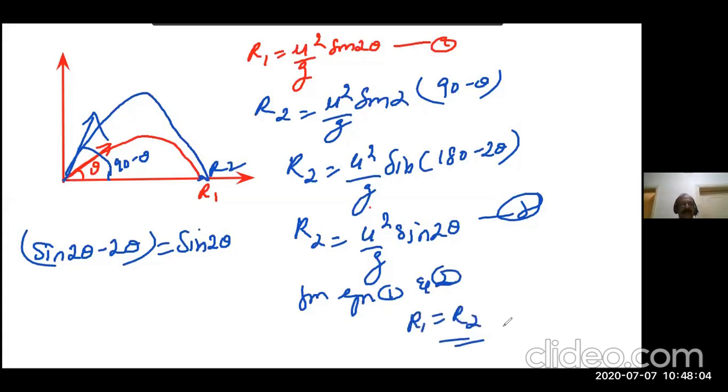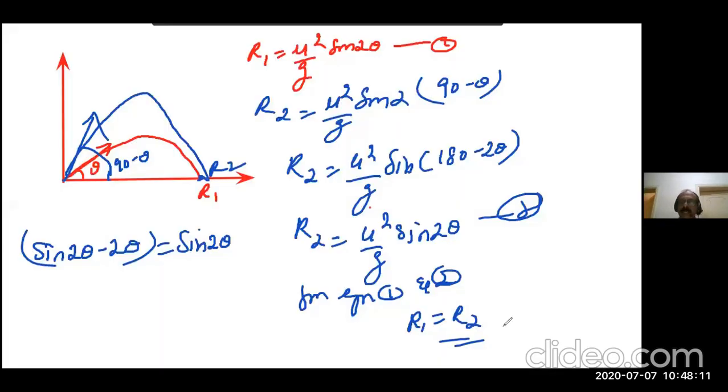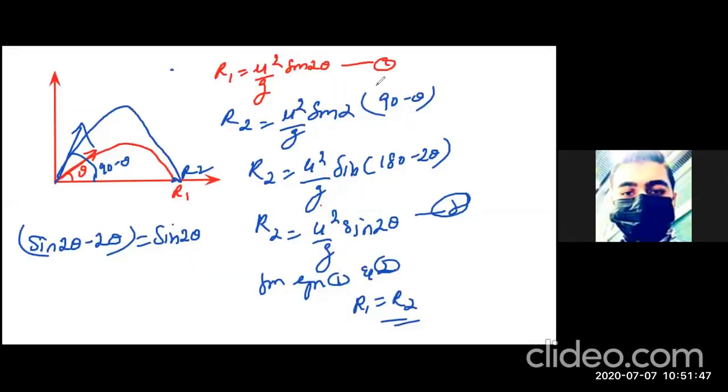Finish it. What is the heading I gave you? For an angle theta and 90 minus theta, the range is the same. Proof: for angles of projection theta and 90 minus theta, the projectile can have the same range. Proof. Write it. Next question.